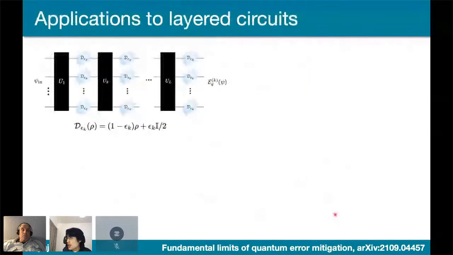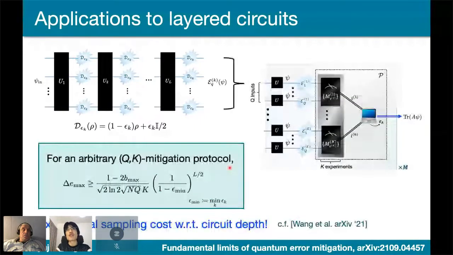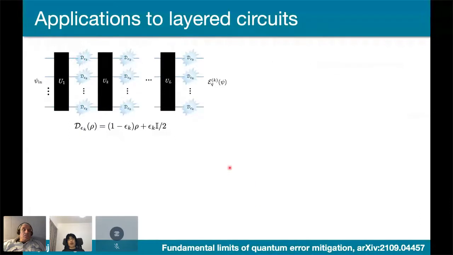All right, so how do we apply these general insights? The first application is to the layered circuit, which is the standard class for the quantum variational eigensolvers and so forth, heavily used in NISQ algorithms. Suppose that we have a large number L of layers of unitaries, followed by some error models, local depolarizing noise. Your task is to mitigate your errors by applying some error mitigation protocols.